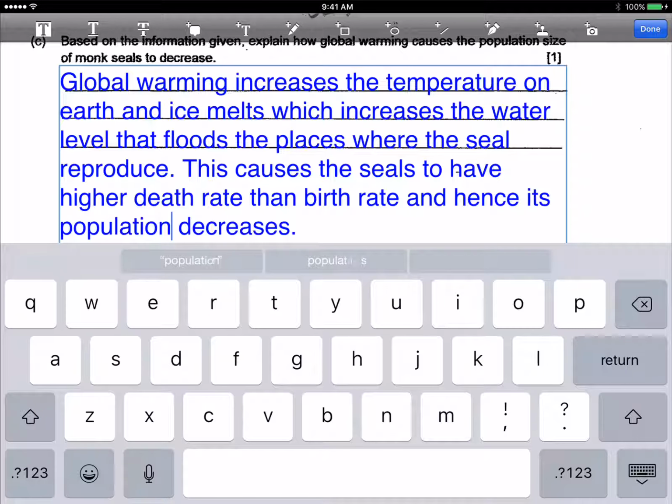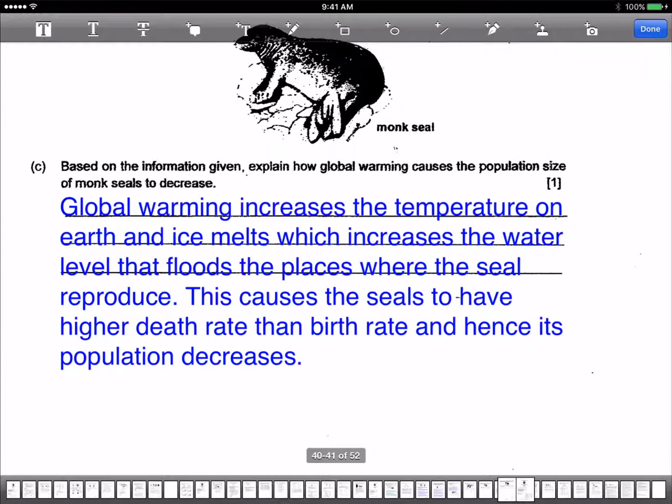Population decrease. Okay? Right? Monk seal. Okay, what would you say? Causing the shore and the sea to flood and submerge. Yeah, this provides less areas for monk seals to live and raise their young. Okay, the idea is there, right?